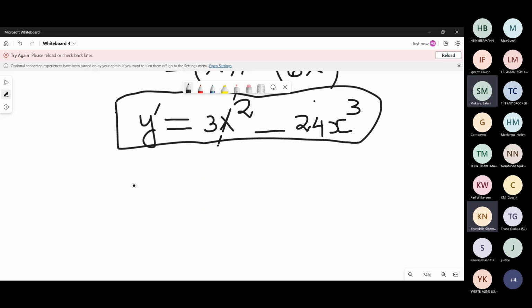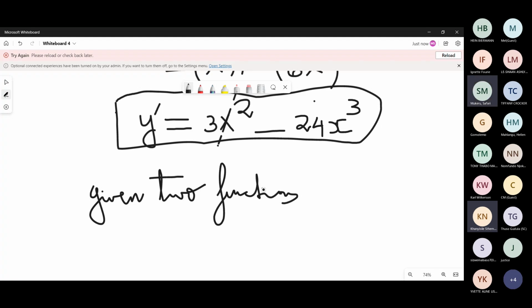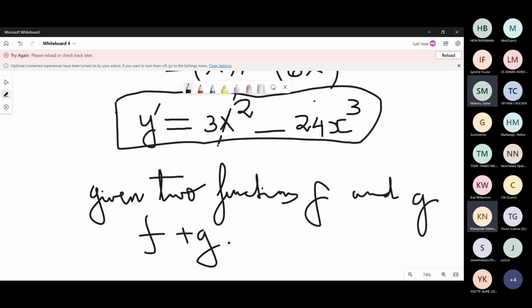Yes, sure. Okay, the problem is the following. Given two functions, f and g, right? Sorry for giving you a long answer. So f plus g is also another function. The sum of two functions is also another function, right? Please, can you see what I'm writing on the board?